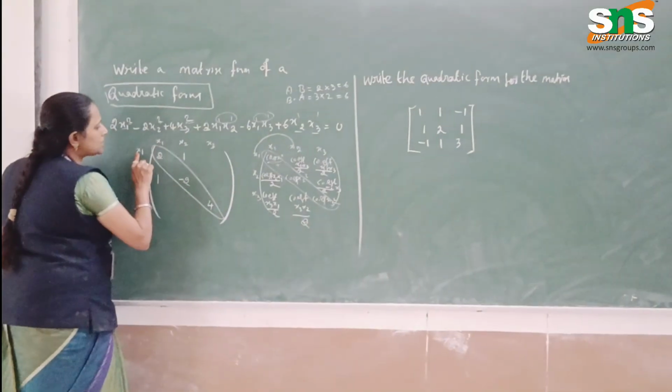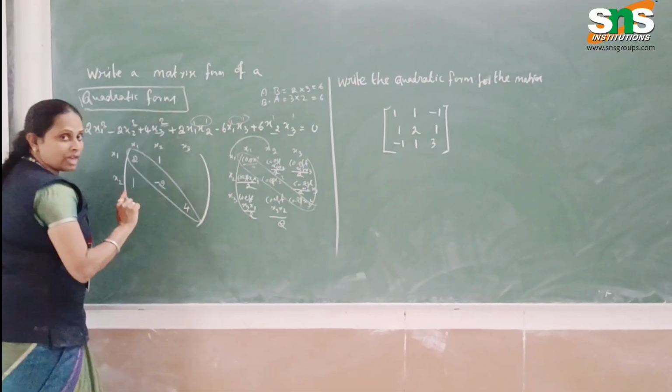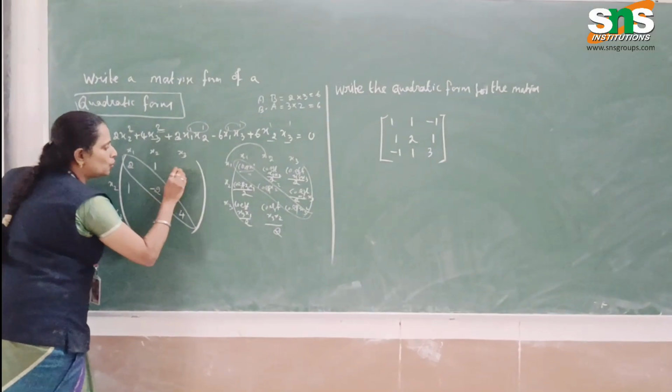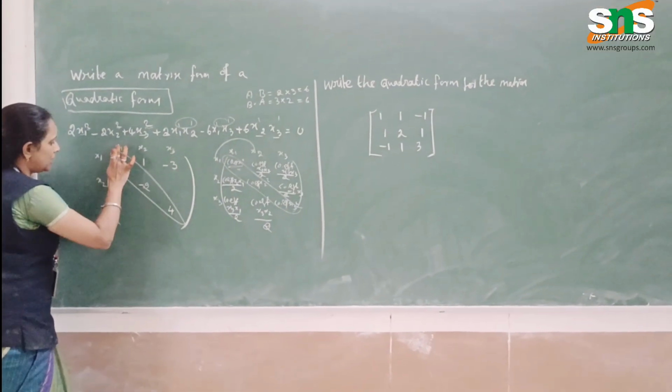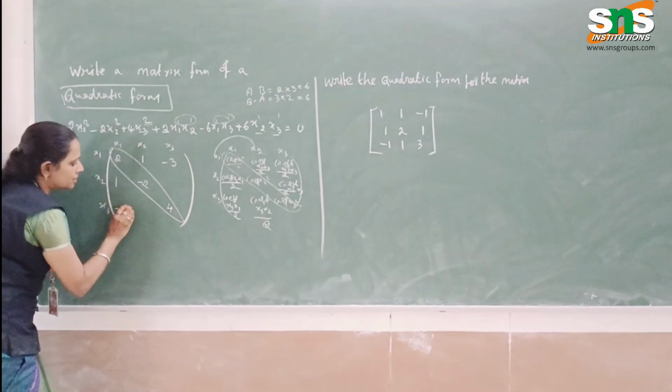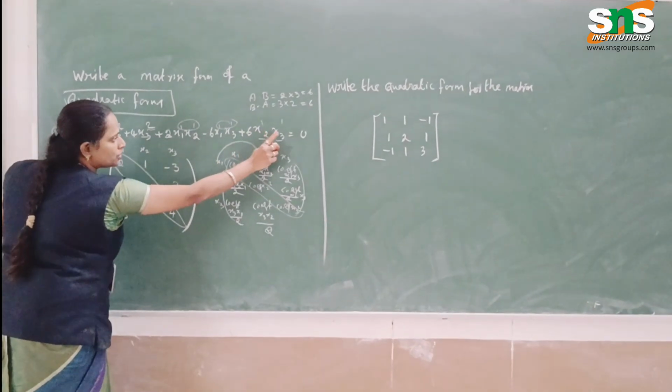Then what is x1 into x3? Here x1 into x3 is minus 6. Then we have to divide by 2, so that is minus 3. x1 into x3 is minus 3, and x3 into x1 is also minus 3. Then we want to fill the next one. So here see, x2 into x3.